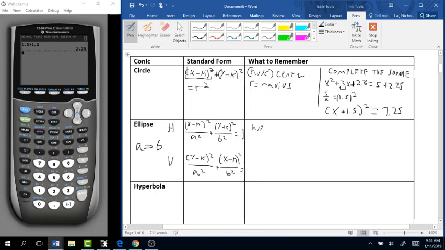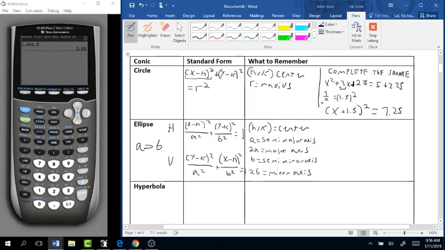Once again, (h, k) is the center. Remember, that's a squared. a is the semi-major axis. 2a is the major axis. b is the semi-minor axis. 2b is the minor axis. All right.